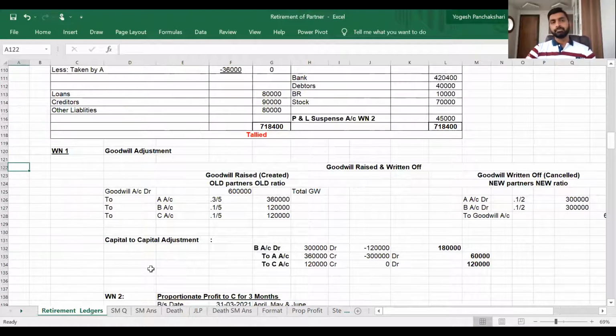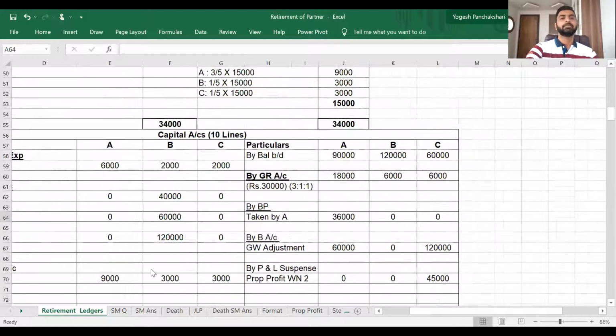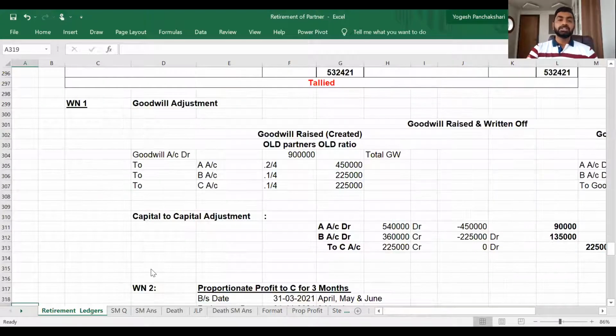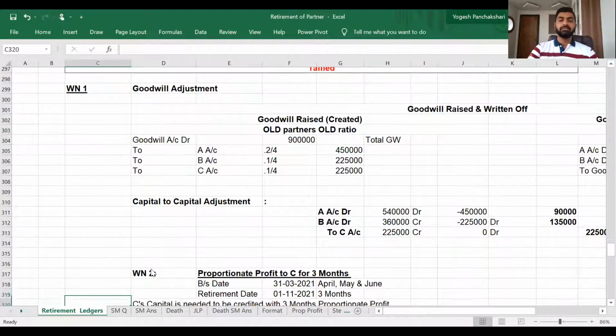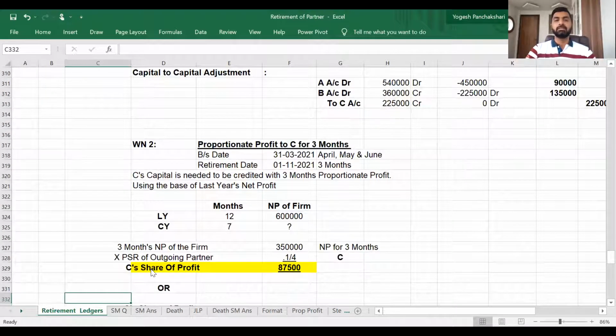Once it is done, revaluation profit or loss you can transfer to old partners in old ratio, that is all the partners A, B, C will get this revaluation loss that is transferred. So everything was same. What is new? Now the point is, when any partner retires or if there is any death of partner in between of the year.